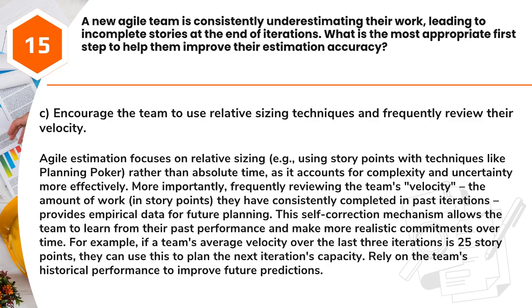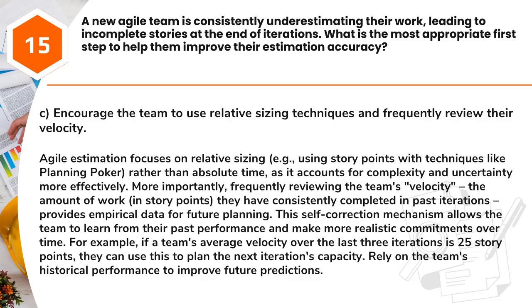Answer: C. Encourage the team to use relative sizing techniques and frequently review their velocity. Agile estimation focuses on relative sizing, e.g., using story points with techniques like planning poker, rather than absolute time, as it accounts for complexity and uncertainty more effectively. More importantly, frequently reviewing the team's velocity, the amount of work, in story points, they have consistently completed in past iterations, provides empirical data for future planning.